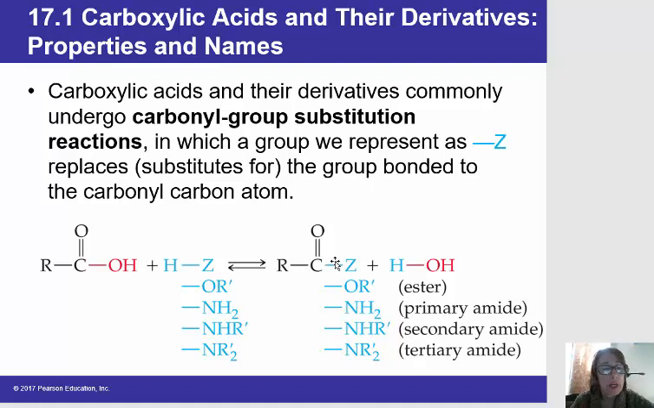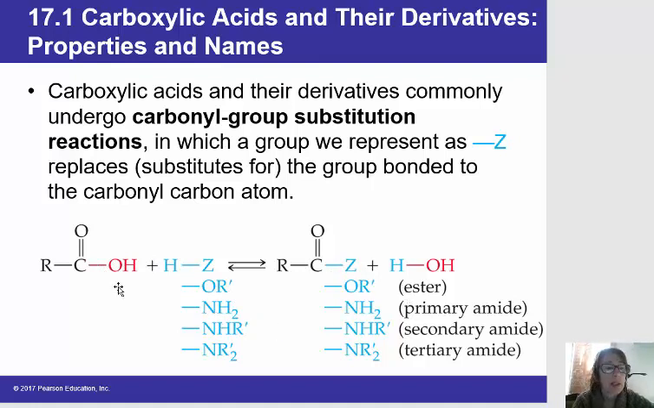carboxylic acid derivative. So we have the carboxylic acid on this slide reacting with a variety of different chemicals, all of which have hydrogen, and the first one listed here is going to be an alcohol. This hydrogen bonded to an OR group is an alcohol. The hydrogen from the alcohol, which is bonded to the oxygen, reacts with the hydroxyl group from the carboxylic acid to form water, and the remaining part of that alcohol, the O and the R group, bond to the carbonyl carbon to form an ester.